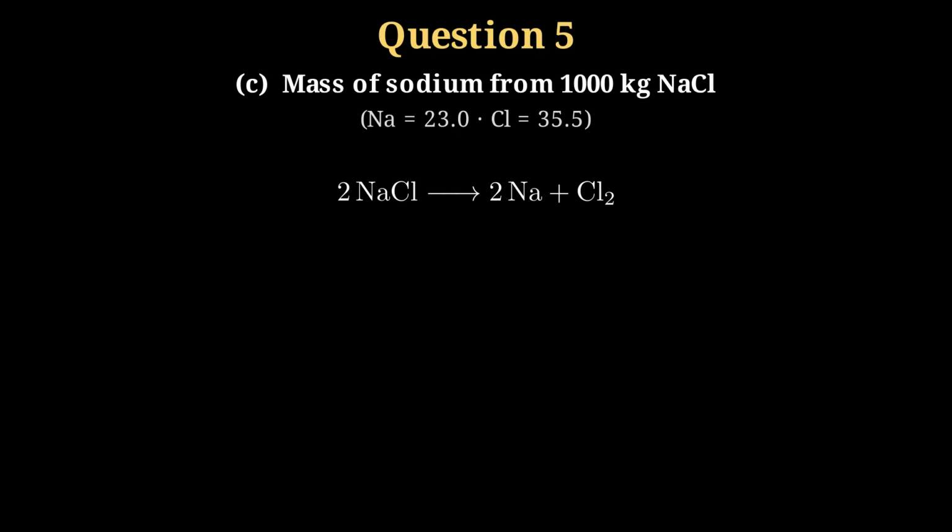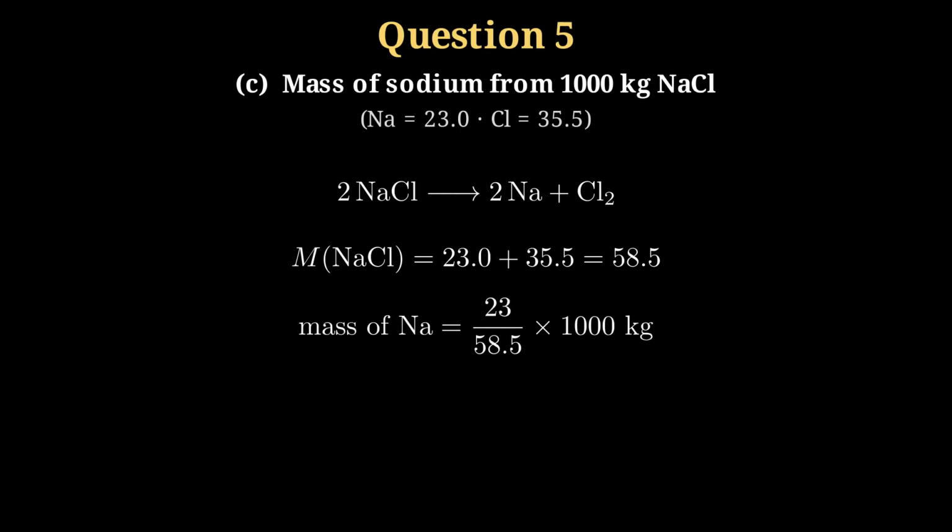The electrolysis equation. 2 sodium chloride give 2 sodium plus chlorine. Notice the ratio. Every sodium chloride gives 1 sodium, so we can work by mass proportion. The molar mass of sodium chloride is 23 plus 35.5, which is 58.5. Of that, 23 parts is the sodium, so the mass of sodium is the fraction 23 over 58.5 times the 1,000 kilograms of salt we started with. Working that out gives 393.16 kilograms of sodium. Notice we kept everything in kilograms, so the answer is in kilograms too.